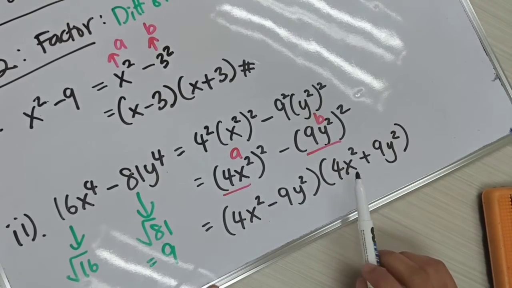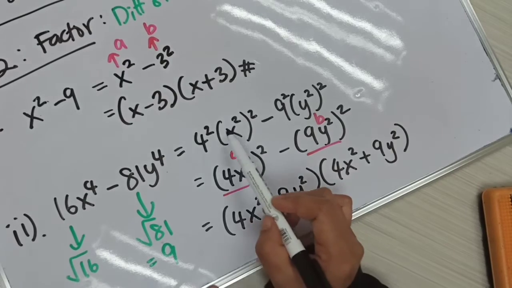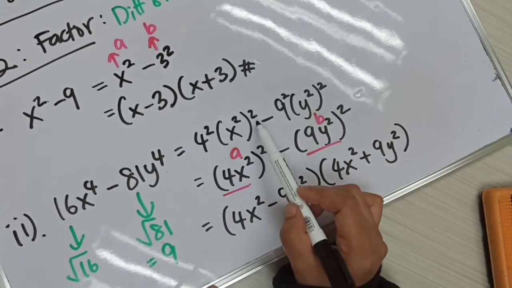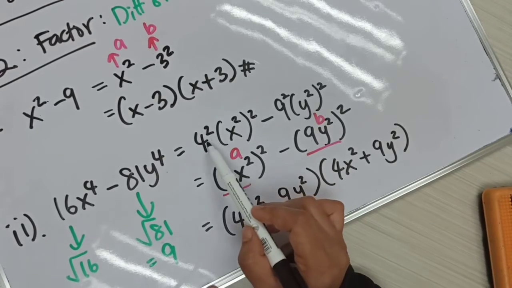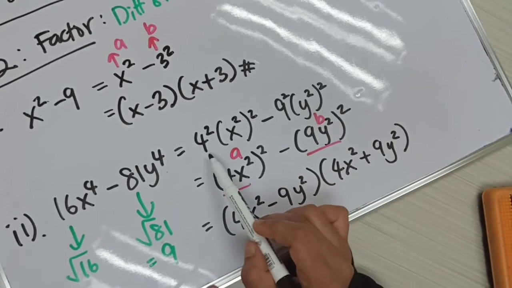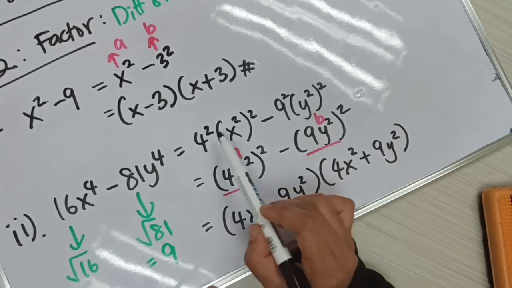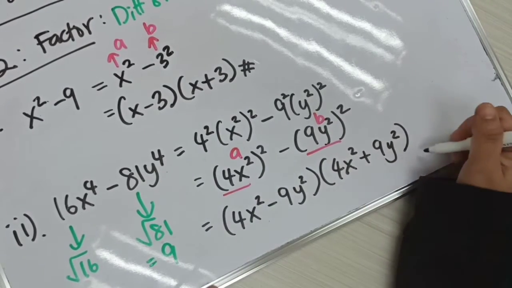Okay, remember for the first step, I already changed all into square form. Power of 2 for each number and for each unknown, it is power of 2. Alright, okay, done.